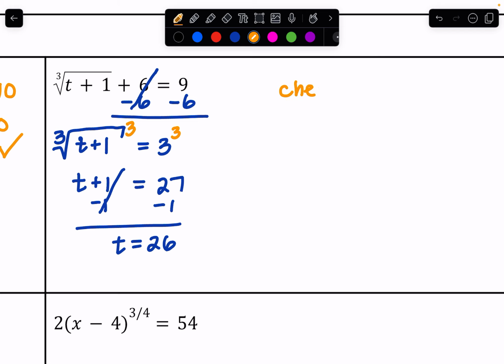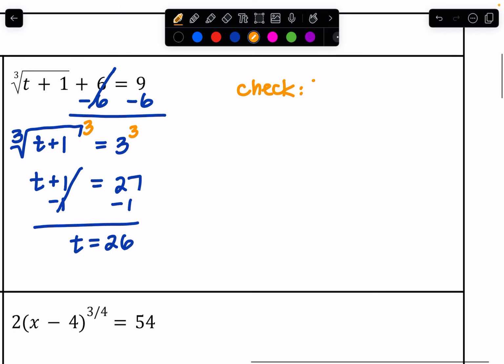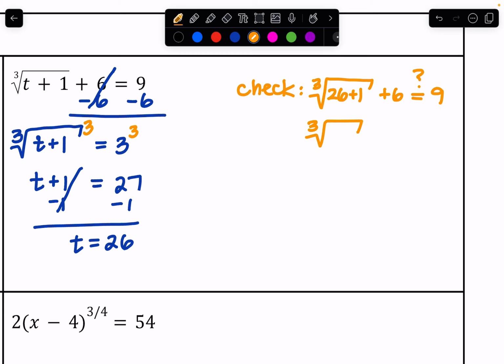We want to check to make sure that 26 is not an extraneous solution. So we're going to have the cube root of 26 plus 1, plus 6 equals 9, with a question mark because we're not sure if it's going to work or not. So we have the cube root of 27 plus 6 equals 9. Again, not sure yet. The cube root of 27 is 3, so we have 3 plus 6 equals 9. And now we can say, okay, it does check out.